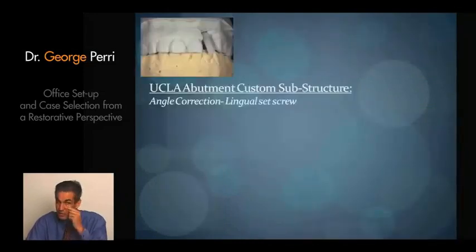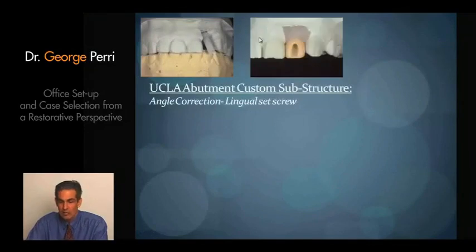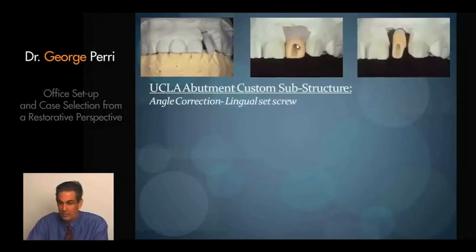Here we're going to just show using a UCLA abutment to create a custom substructure. Just taking the master model and connecting a UCLA abutment pattern to that model, we realize that the screw access hole is going to come out quite a bit labially, and we see this here in this picture. This is not ideal implant placement, but it's the reality of some situations.